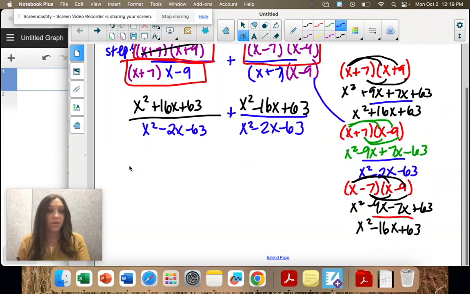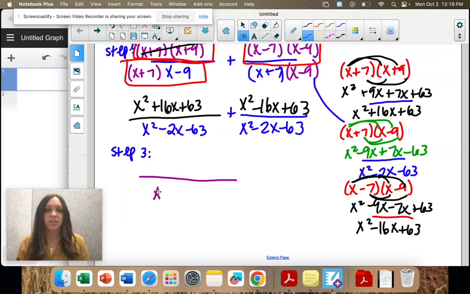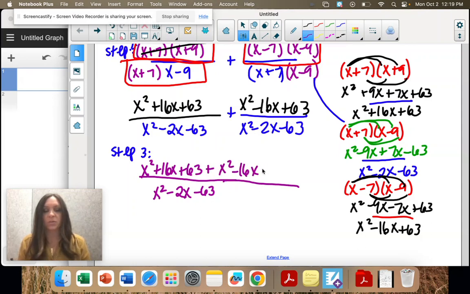All right, now that everything's multiplied out, now we can do step 3 where we add along the numerator because we're adding. So the denominator stays the same and we just write it once. And then we have on the top x squared plus 16x plus 63 plus x squared minus 16x plus 63. Because we're adding, everything just goes together on the numerator. If we were subtracting, we would have to distribute the negative and make sure we subtract every term. But we are just adding.